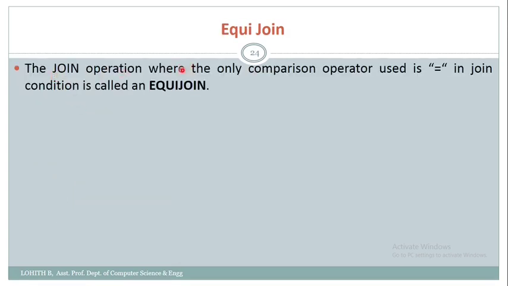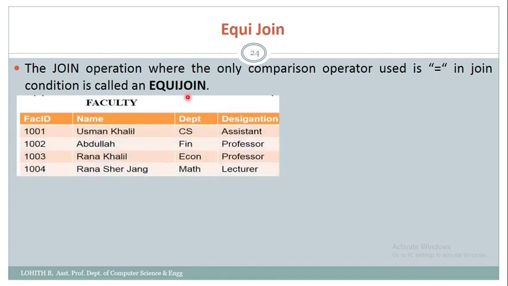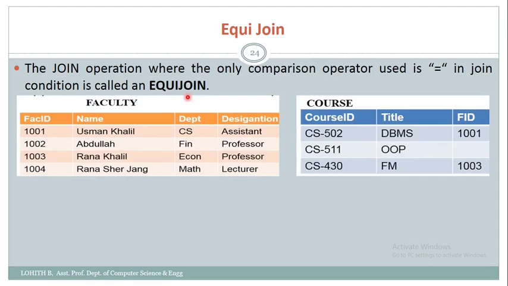The join operation where the only comparison operator used is the equal to symbol in the join condition is called equi join. Yes, let us consider two relations, that is the faculty relation and the course relation. The faculty relation consists of four attributes, that is faculty ID, name of the faculty, the department and the designation. In the course relation, we have course ID, title and the faculty ID.